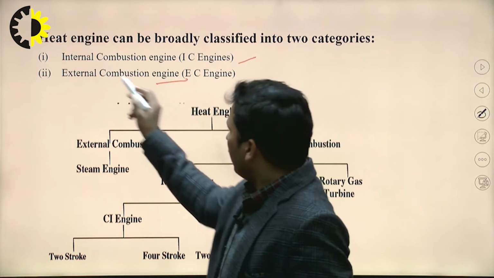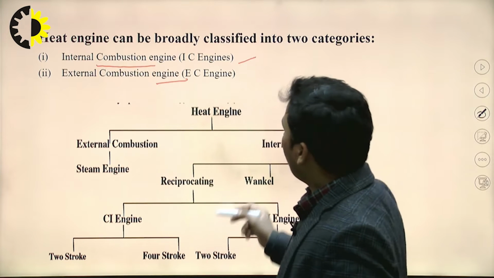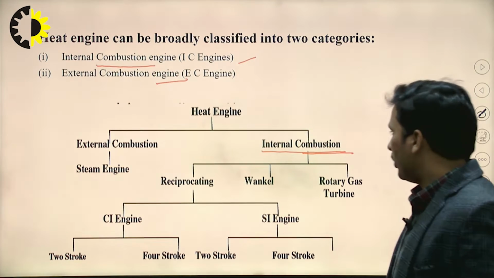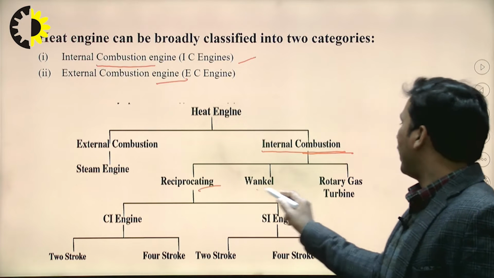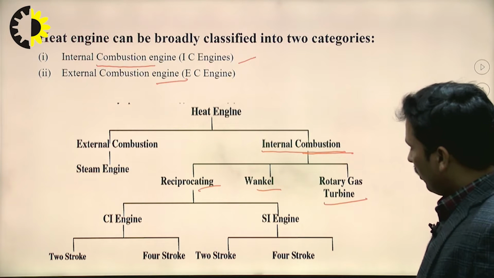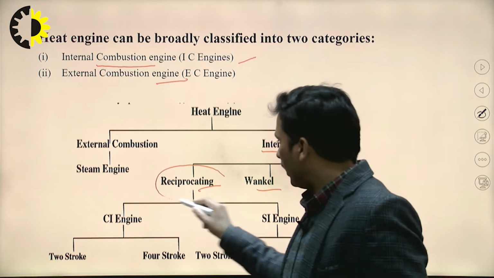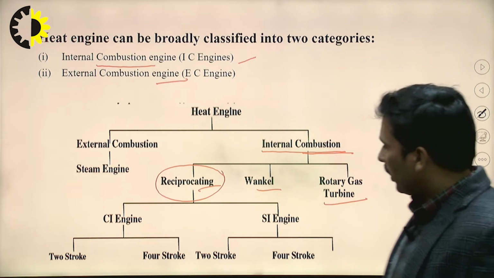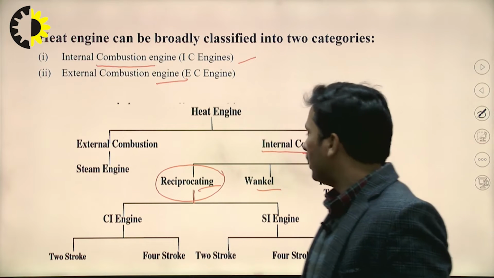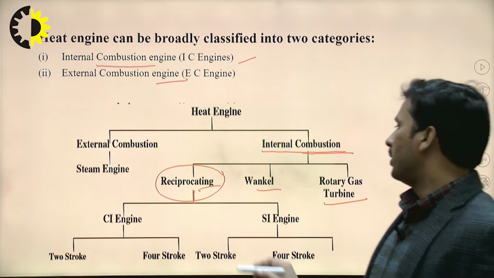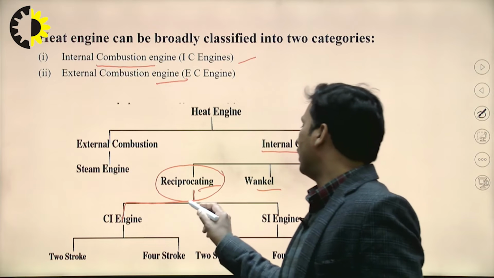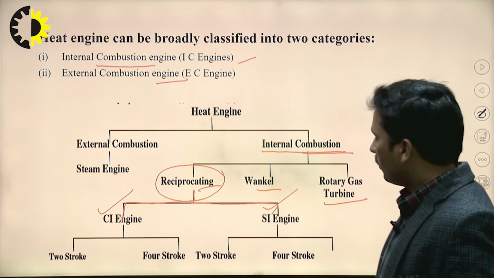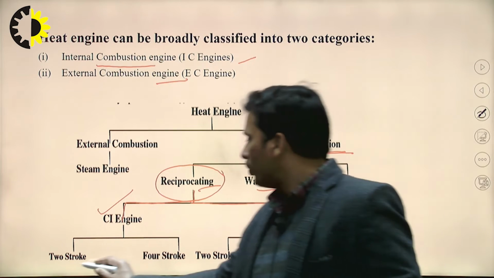As the name of the subject suggests, our focus is on the internal combustion engine, which is further classified as reciprocating engine, Wankel engine and rotary gas turbine. But again, our focus is on the reciprocating engine, because our transportation system works on the reciprocating internal combustion engine. This is further classified into two categories: compression ignition engine and spark ignition engine, which are further classified as two-stroke engine and four-stroke engine.